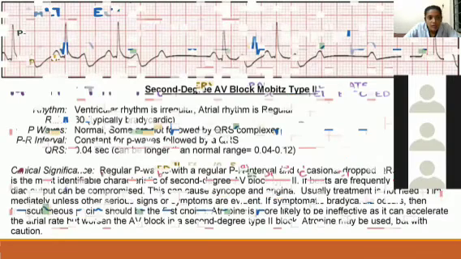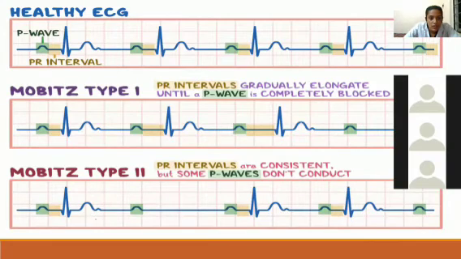So let's compare. This is a healthy ECG. Here you can see a normal P wave, normal PR interval. So this is a healthy ECG. And in Mobitz type 1, you can see the PR intervals gradually elongating until a P wave is completely blocked. Here you can see the P wave is completely blocked, and the cycle continues. This is Mobitz type 1 of second degree.